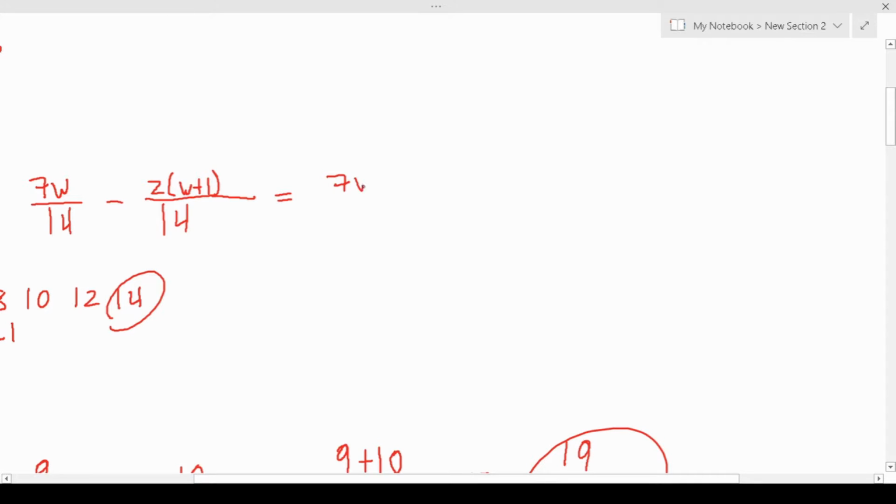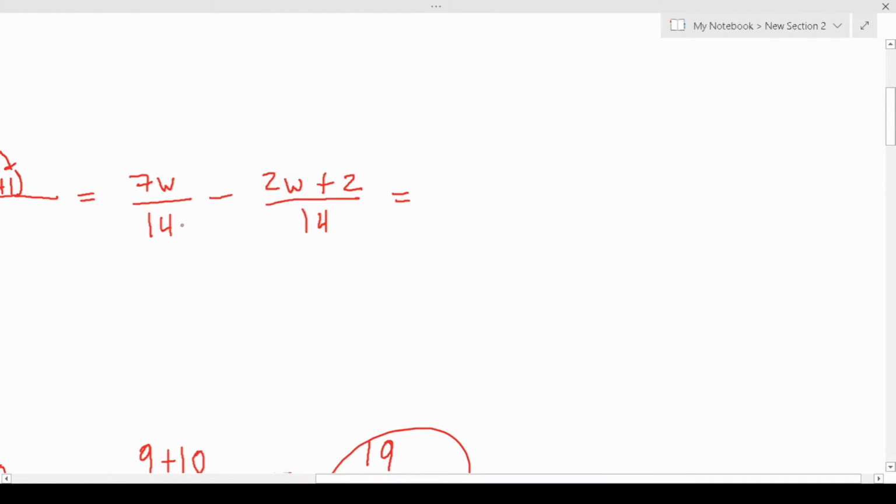So this becomes 7w over 14 minus, and let's distribute this 2 to this w as well as to this 1. So that's going to be 2 times w, which is 2w, plus 2 over 14. Let's keep working this out. Again, now that the denominators are the same, notably 14, we can go ahead and do this subtraction. This becomes 7w minus 2w, and then minus 2.